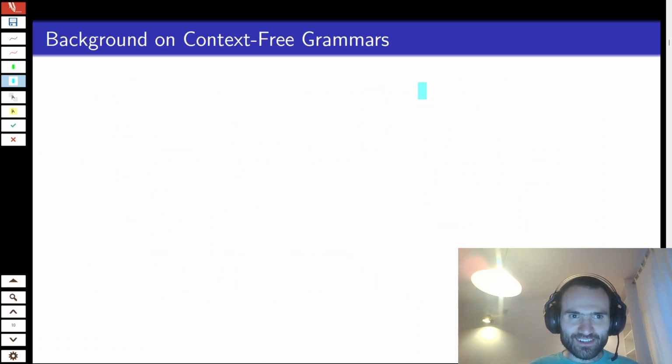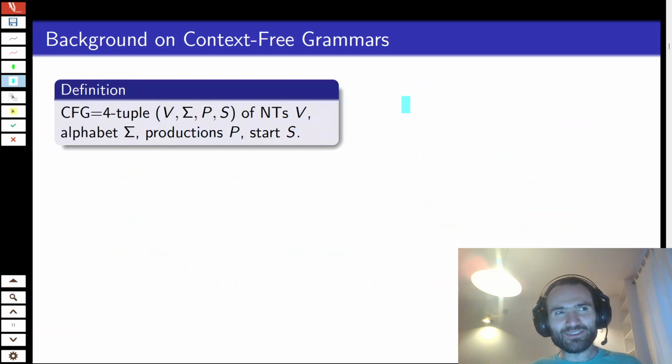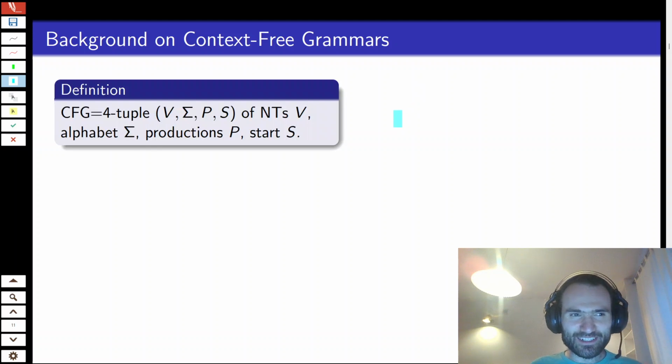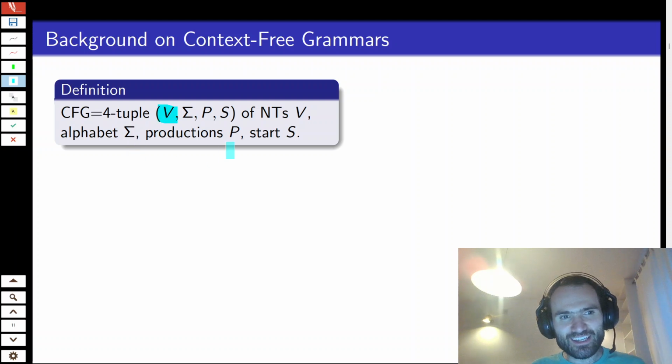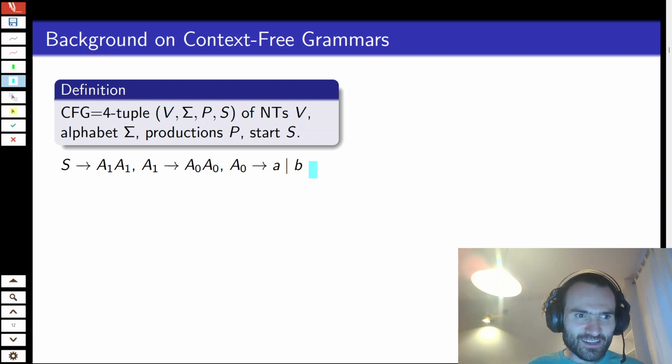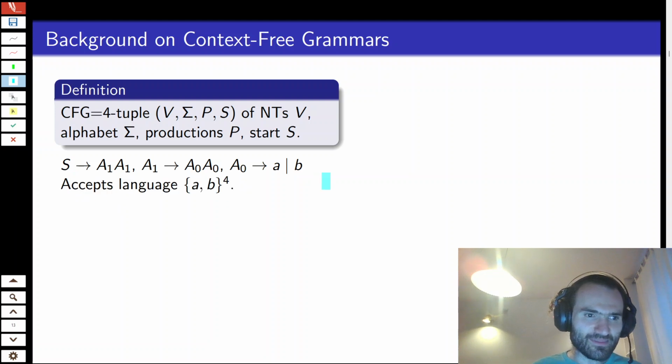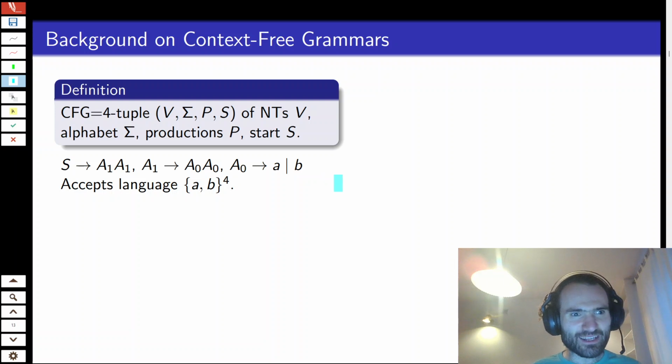Okay, background on context-free grammars. So I assume the reader is familiar with context-free grammars, but just to fix notation, we have a set of non-terminals that is called V, we have an alphabet sigma, we have productions P, and we have a start symbol S. So for example, this is a context-free grammar. S derives two A1s, A1 derives two A0s, A0 derives A or B. And then in total, this accepts 16 words, namely it accepts the language (A or B) to the 4.